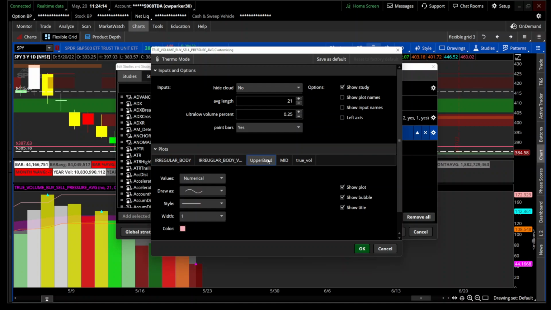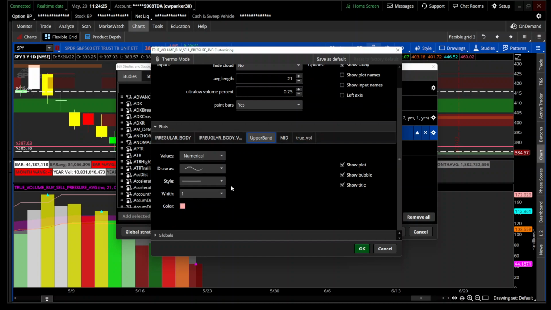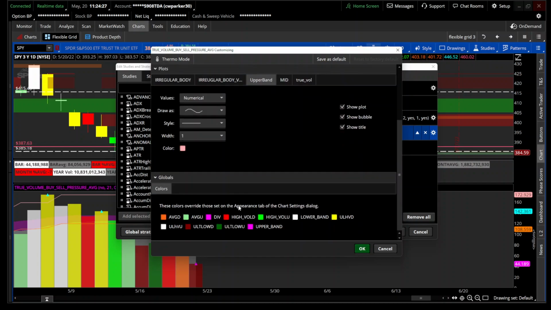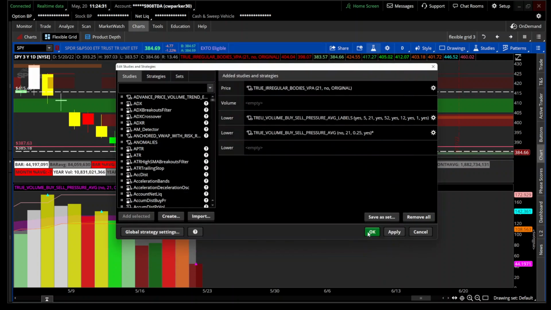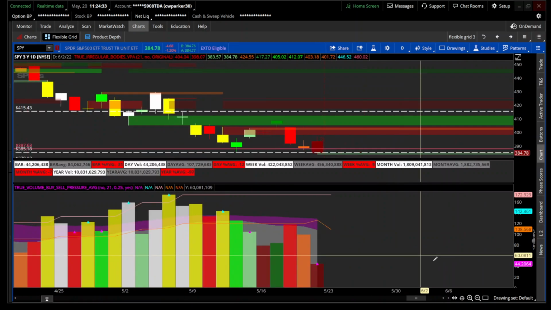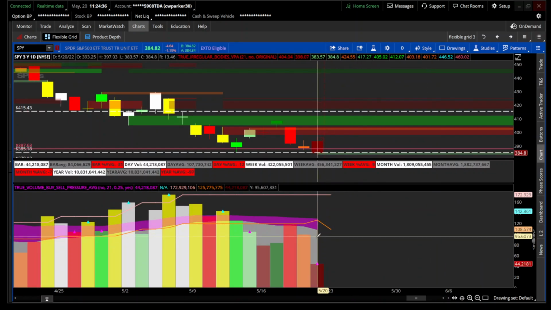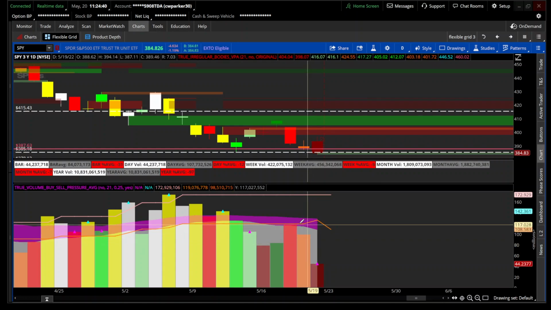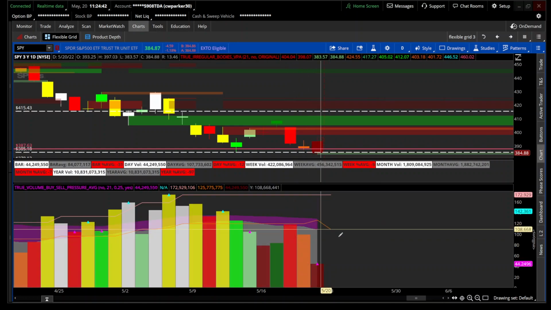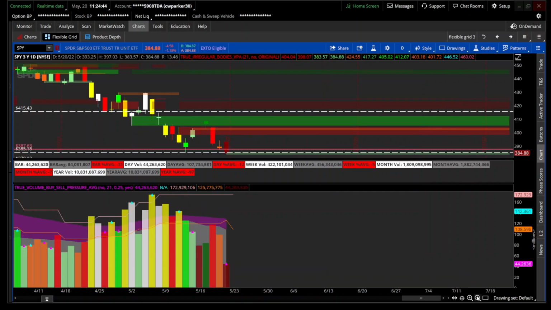You have the upper band color. You can change that, mid band, and true volume. All this stuff you can change colors accordingly. But if this doesn't help you out, you can change any of that stuff. And with the volume, you can go down here. You can change all of this as well to whatever you see fit. And these clouds, this white cloud is the average volume, and this purple or magenta cloud is the ultra high average cloud.